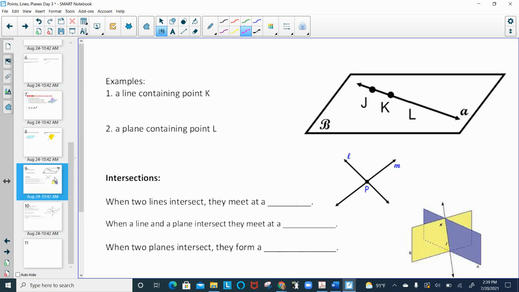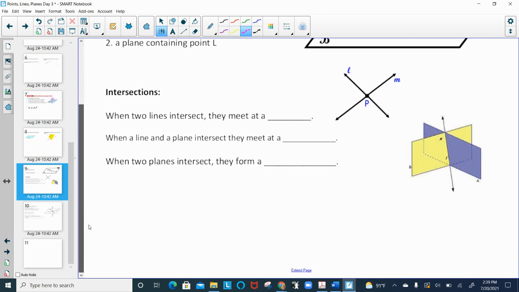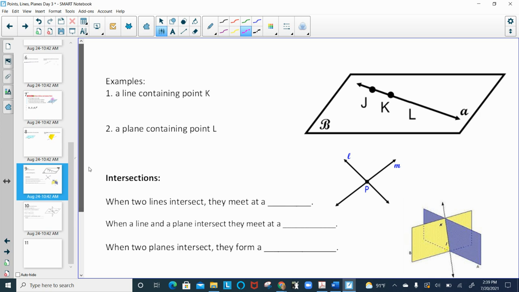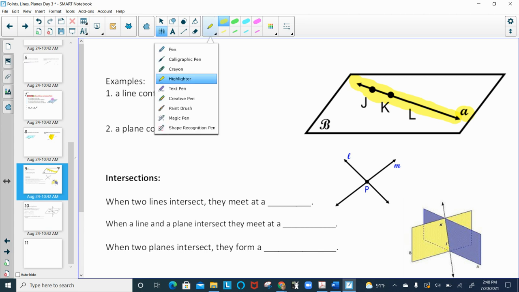Now, if you turn over to page, I believe this is page 9. Let me just double check mine. Yeah, this looks like it's page 9. We've got a problem or two at the top, and it says, give an example of a line containing point K. So I'm going to grab a highlighter so you can see what I'm doing. So this is the line I'm looking at, and I see that the line has a little script A next to it. So that little script A is one way to name the line.